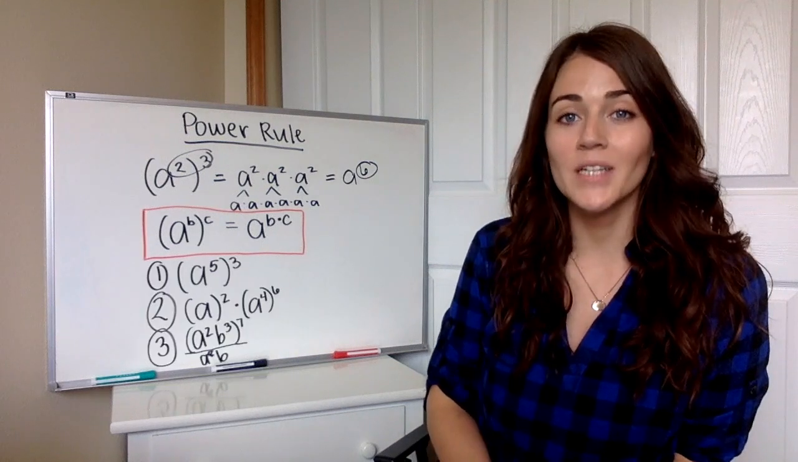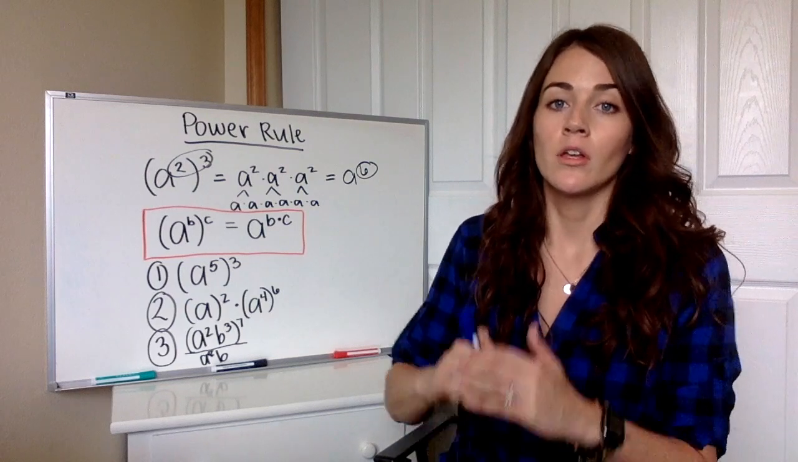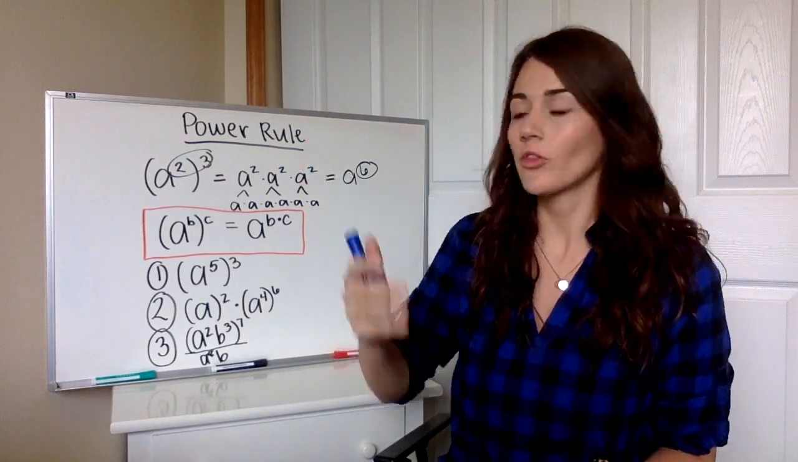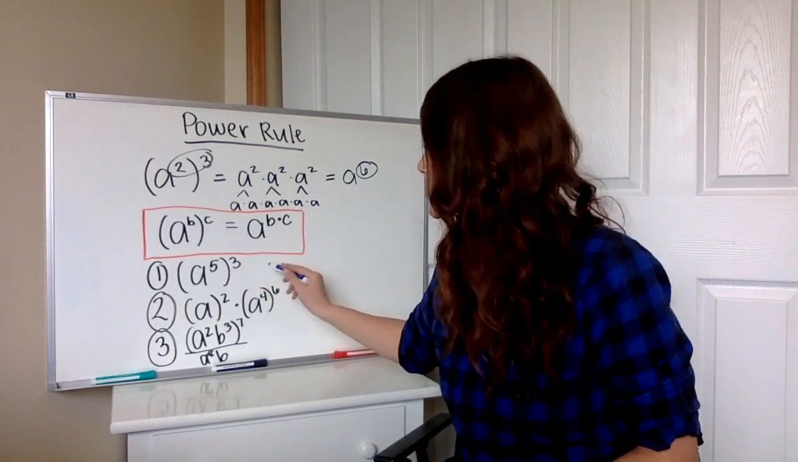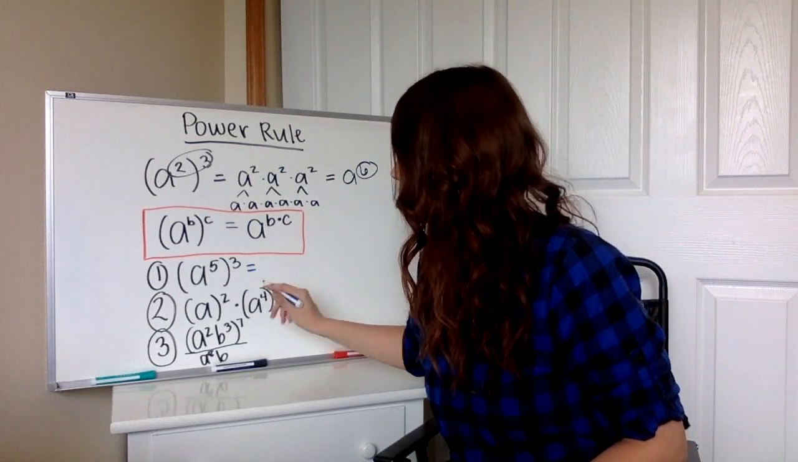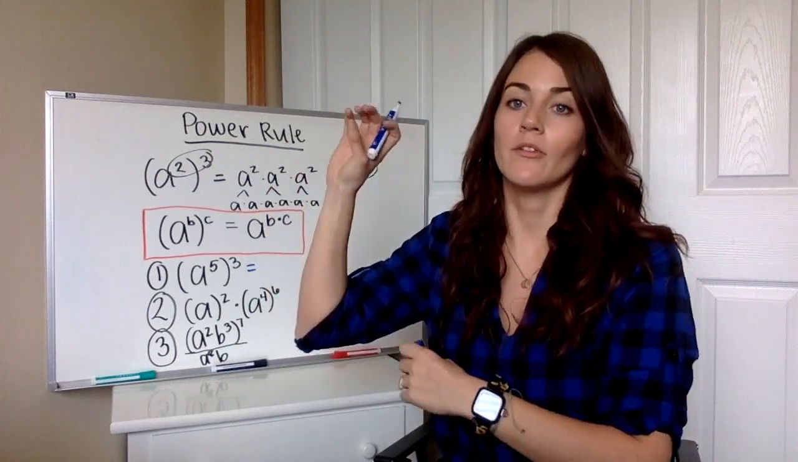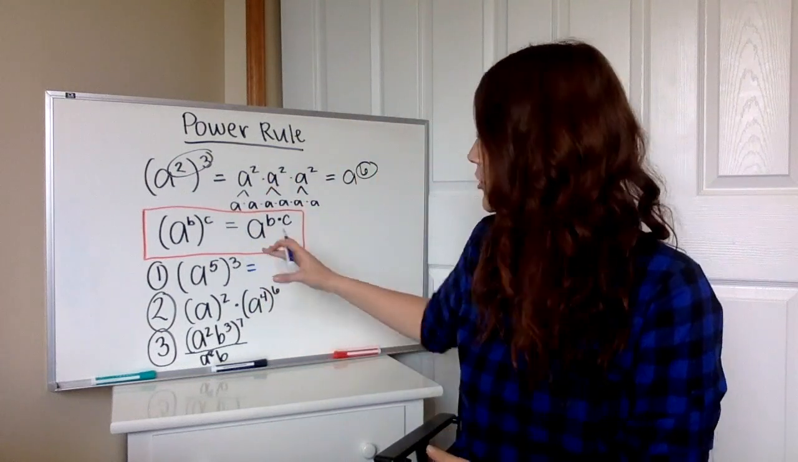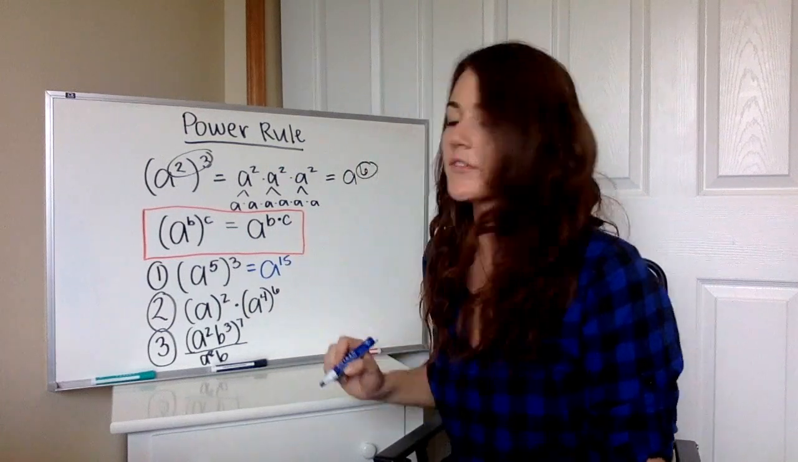So let's take a look at a couple basic examples. For this first one, it's going to be pretty straightforward. We have a to the fifth in parentheses raised to the third. So that's where we're going to use our power rule, and we're just going to multiply those together, right? We could do a to the fifth times a to the fifth times a to the fifth. 5 plus 5 plus 5 is 15, but we have our new rule now, which we can just multiply to get that a to the 15.